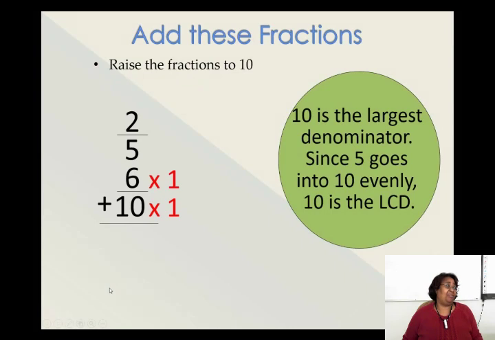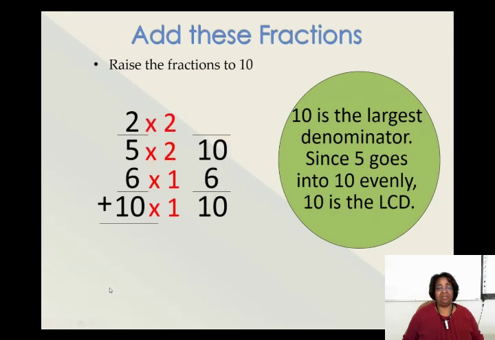On the bottom, I don't really need to raise anything because I already have 10, so I'm just going to rewrite the fraction, just timesing it by 1. But on top, I have to multiply by 2 to get 10 as my denominator, so that the equivalent fraction would be 4 over 10. Well, if I add 6 and 4, I'm going to get 10. So that'll be 10 over 10. So what's my simplified answer? 1. That's right.